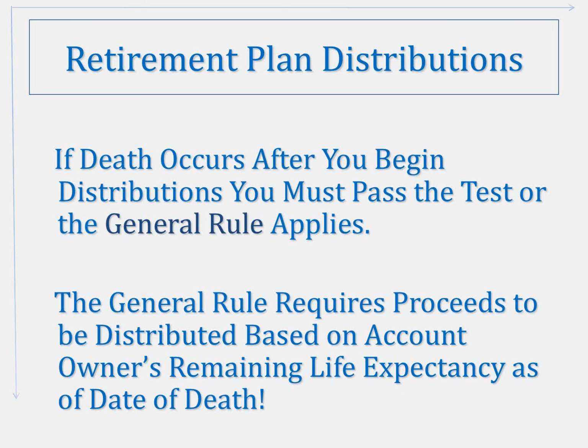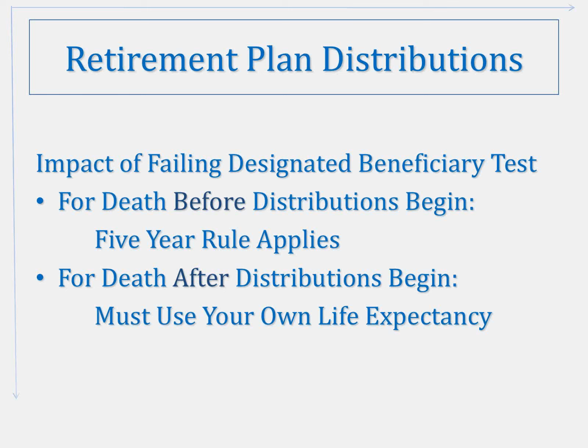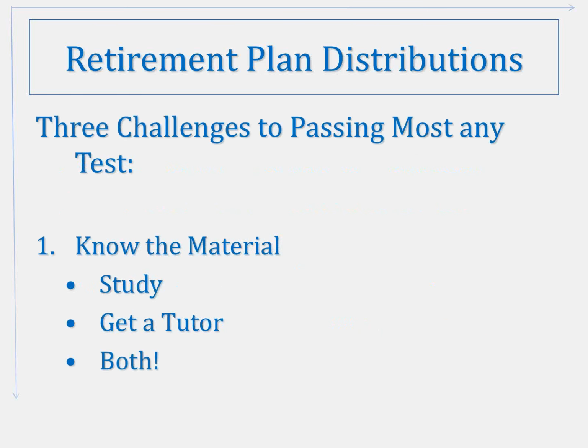So either one of those results, depending on whether you died before you start taking out minimum distributions or after at age 70 and a half, the rule as to how quickly the money comes out of the retirement account for your designated beneficiary is not advantageous unless you pass the test.